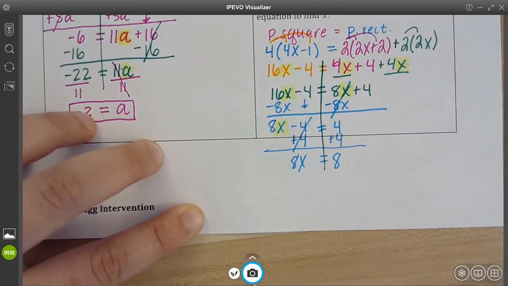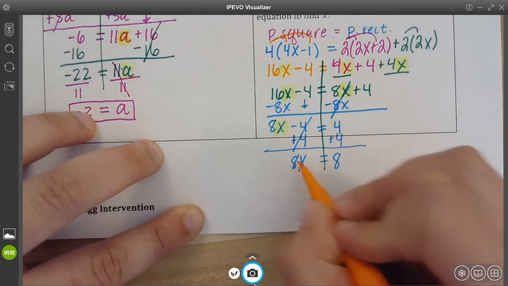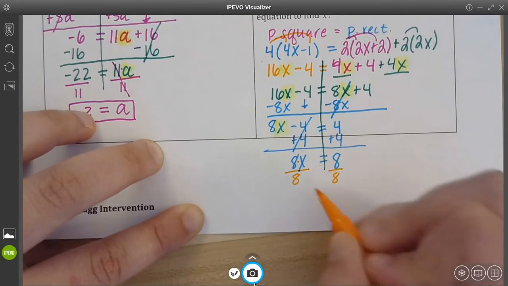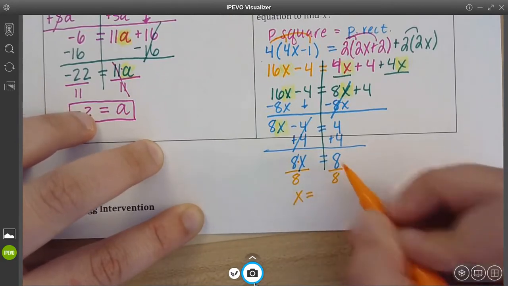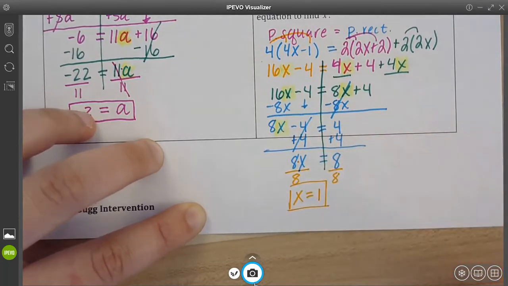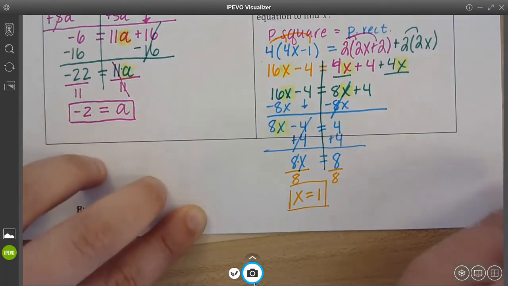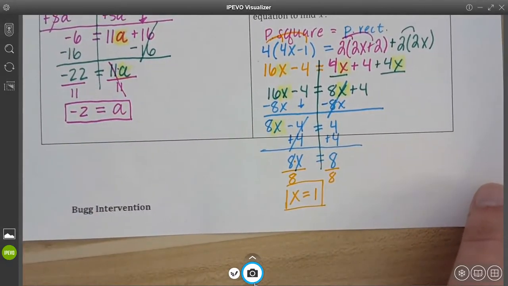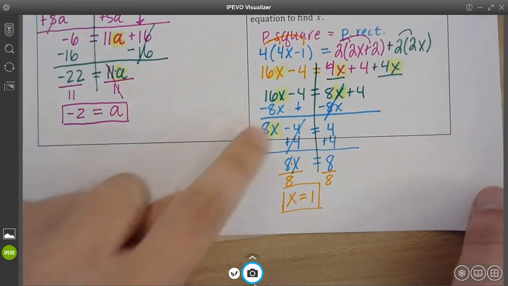And last but not least, I want to get x by itself. Right now it's being multiplied by 8. The opposite of multiplying by 8 is dividing by 8. 8 divided by 8 is 1. So x equals 1 in my problem. Again, a word problem, but if we take it step by step, we get an equation that we know how to solve. We're going to flip over to the next side.